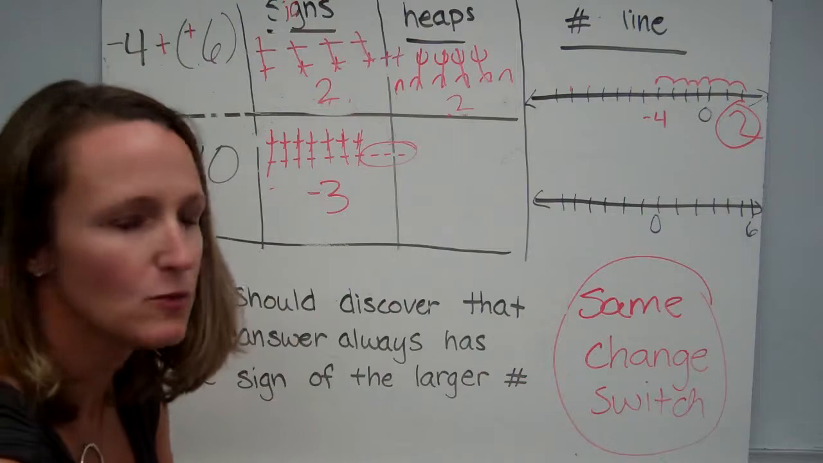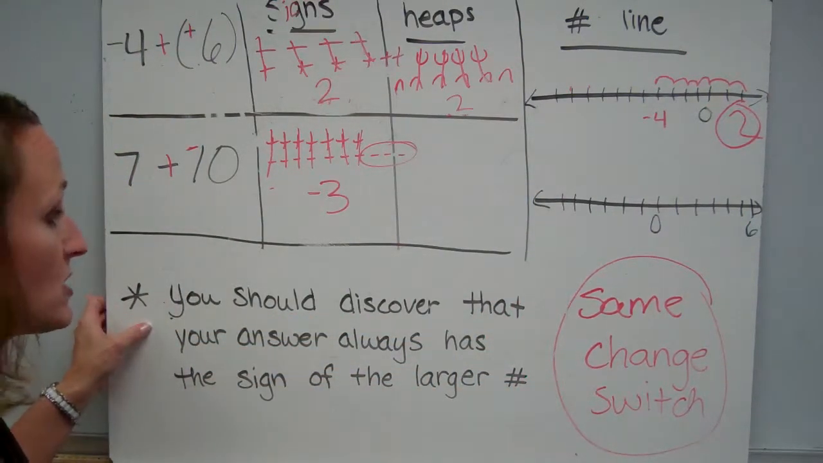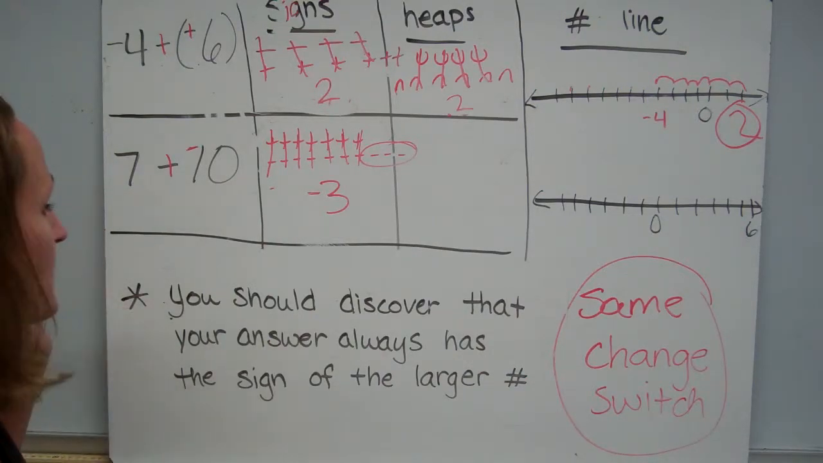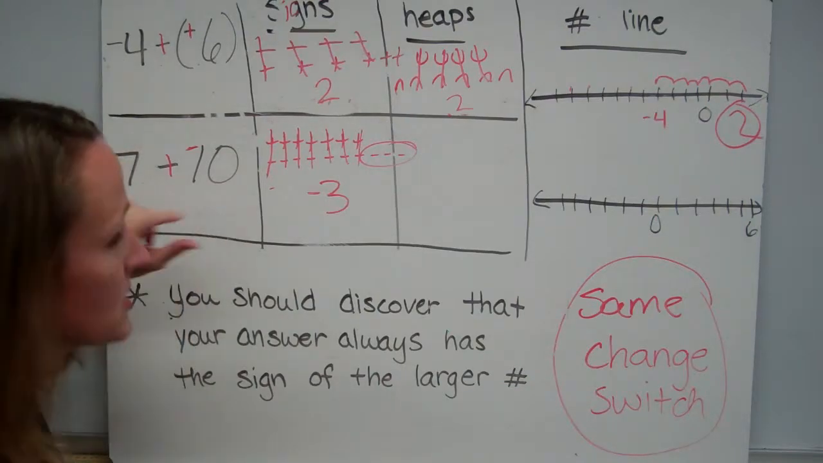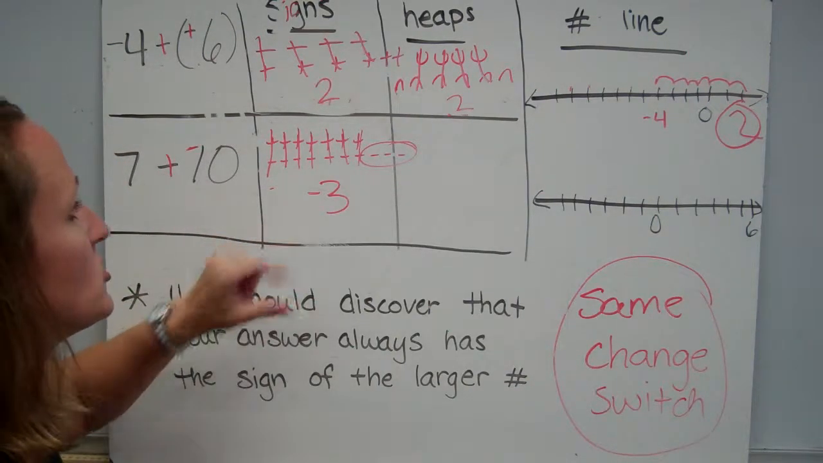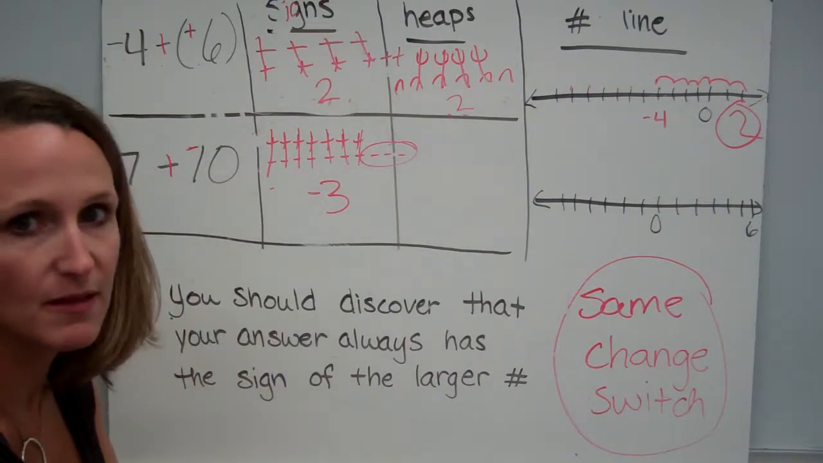When you're subtracting, once you do your same, change, switch rule, you should end up discovering the same thing we did with addition. That whichever number has the largest absolute value when you start is going to be the sign that you end up with. Now, finish the problems in your notes and we'll talk more about this in class tomorrow.